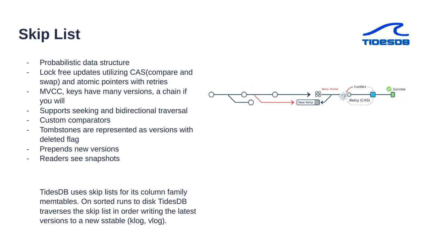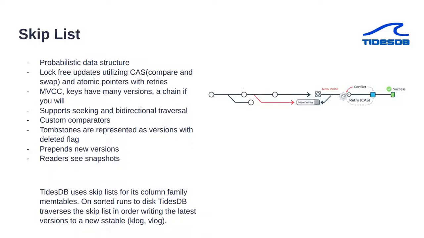So internal components. TidesDB has a skip list as one of the main components inside of a column family. The mem table has a skip list, right? It's a probabilistic data structure. It's lock-free for updates, mainly lock-free actually, because deletes, we don't really handle deletes truly. It utilizes compare and swap with atomic pointers for retries. It implements multi-version concurrency control, so keys can have many versions. It supports seeking and bidirectional traversal, custom pluggable comparators.